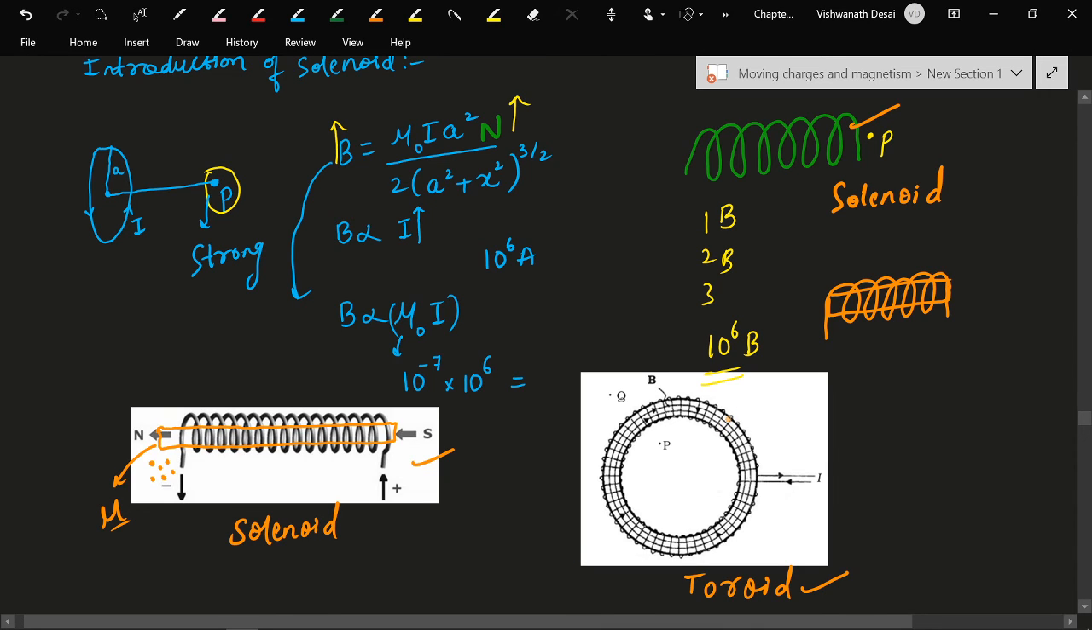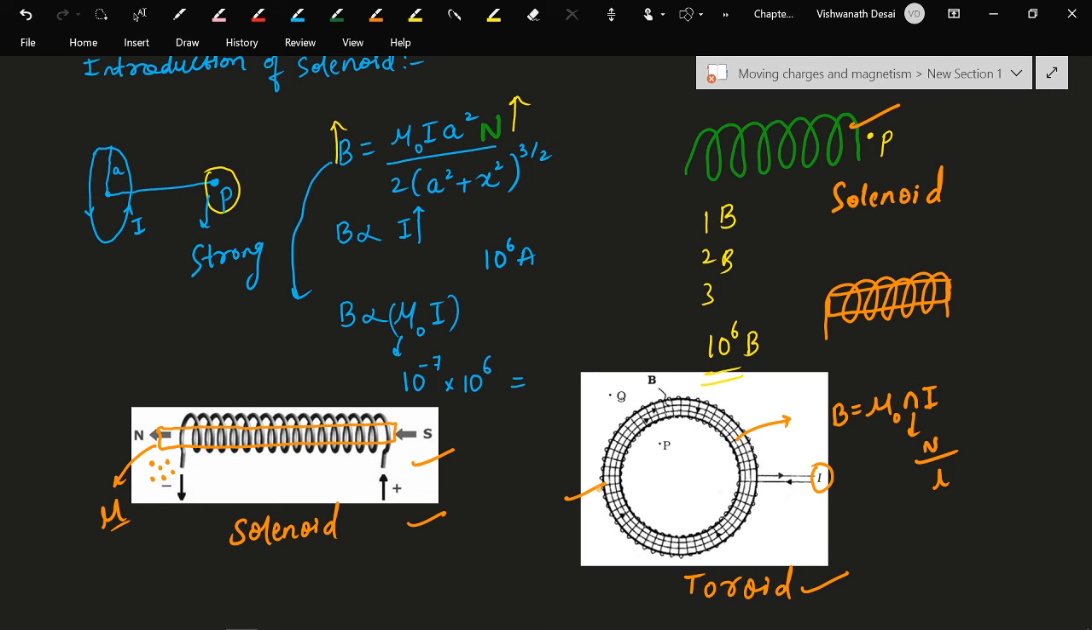This is a toroid. And the magnetic field inside the toroid, we are able to find it out, and that magnetic field is also similar to the solenoid. Mu naught Ni. Mu naught is the permeability of free space, n is the number of turns per unit length, and I is the current passing through the toroid. And these two devices were found by Ampere only. Ampere found it.